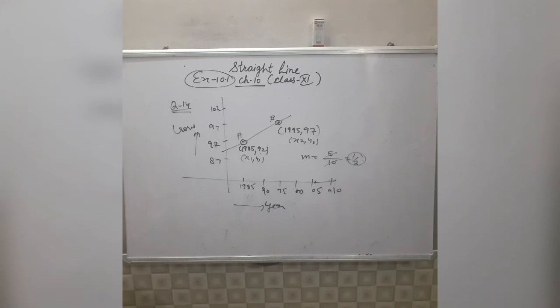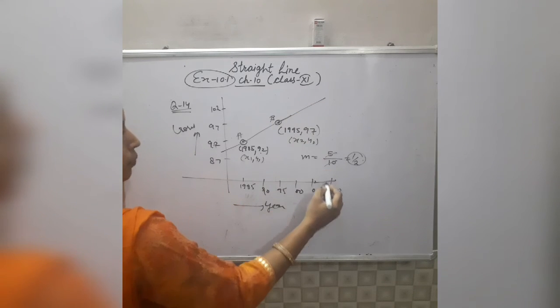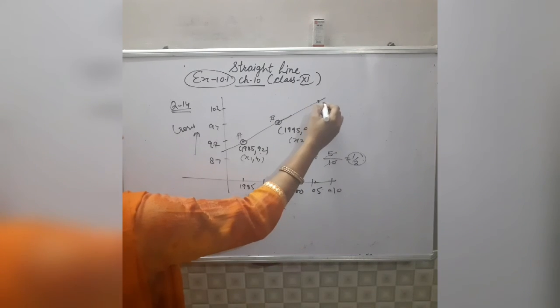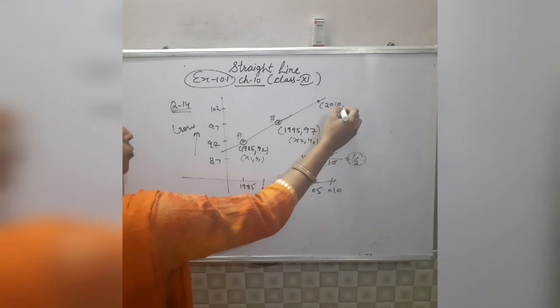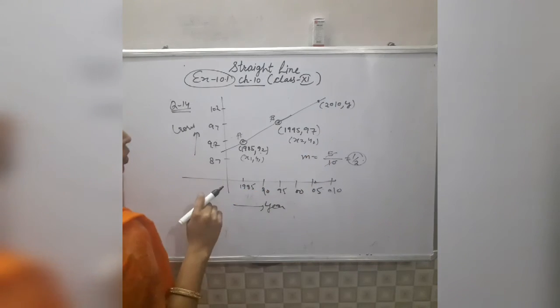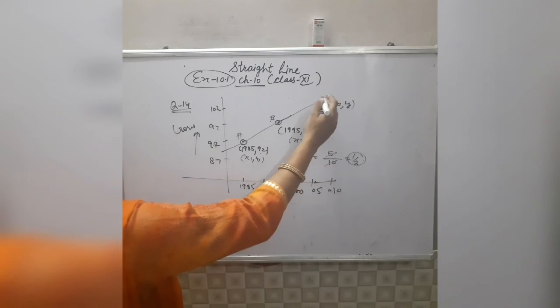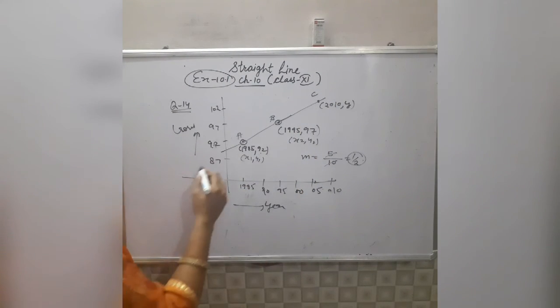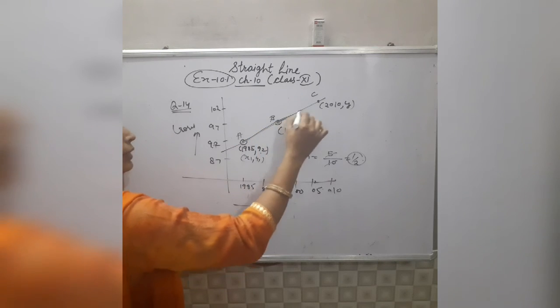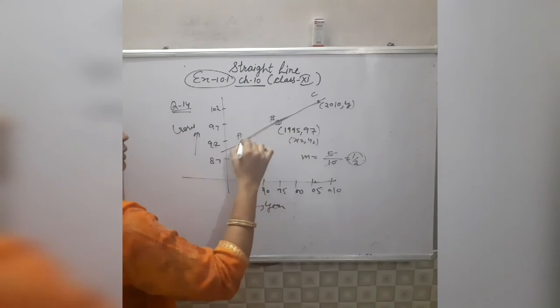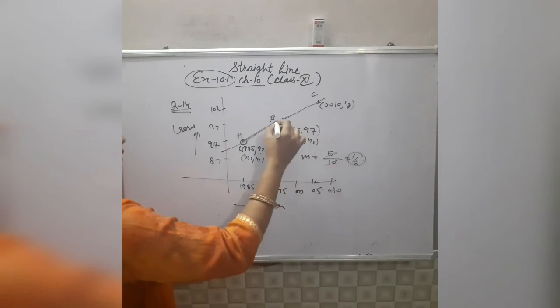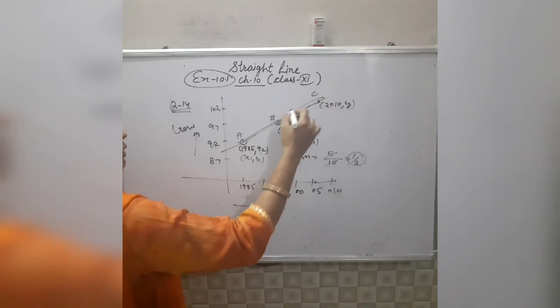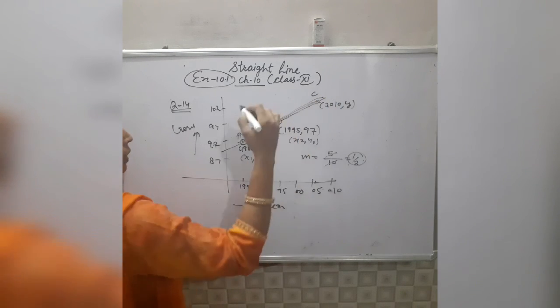Now find what will be the population in the year 2010. We have to find out the population in 2010. Let us suppose at this point in 2010 the population is y. Now we want to find the value of y at this point. Now this line AB is parallel to BC, you can say, and the slope of line AB is half, or you can say the slope of this complete line is half, then the slope of BC also will be half.